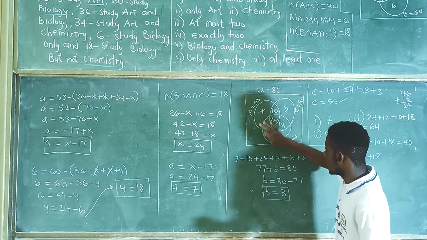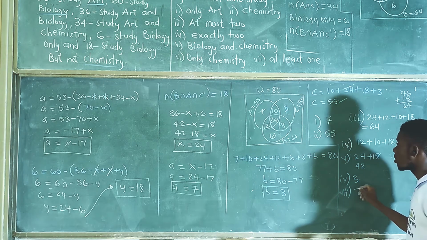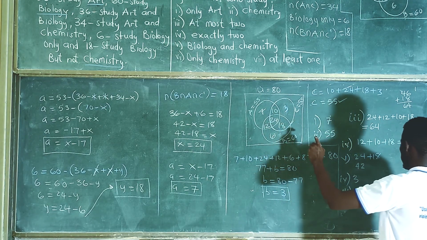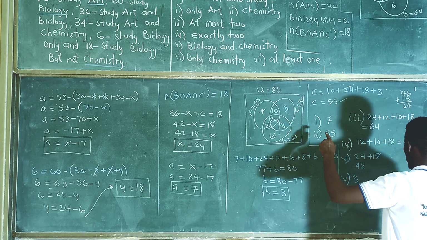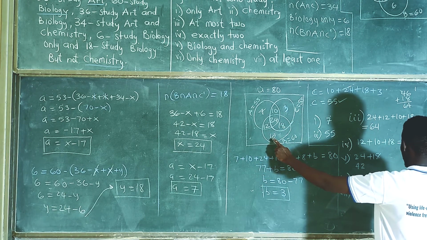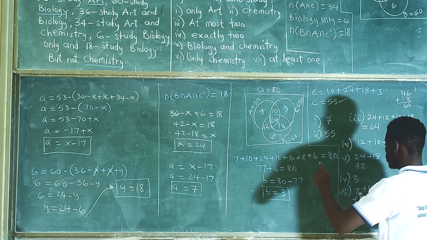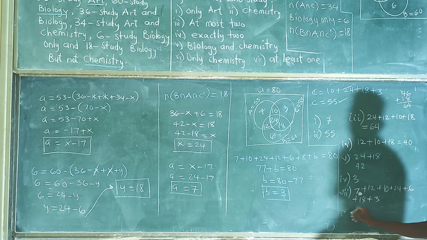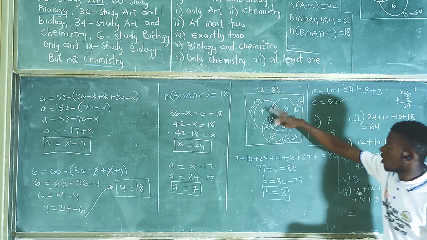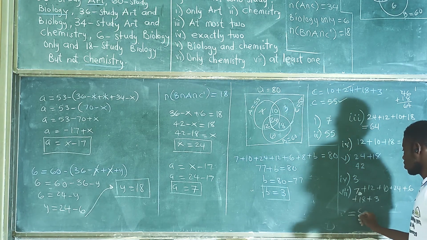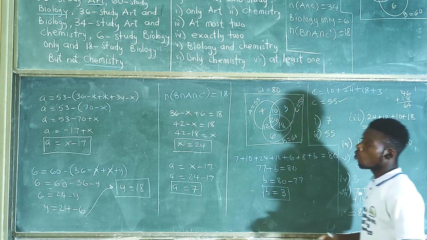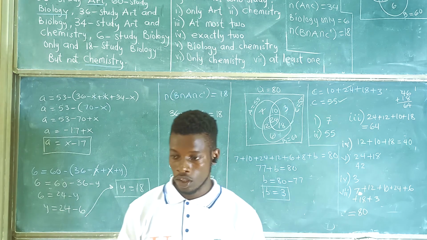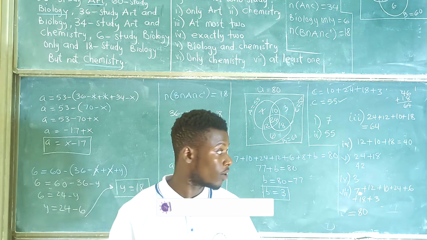take the sum of everything in here, which is 7 plus 12 plus 10 plus 24 plus 6 plus 18 plus 3. If you do the addition of all of these values, you are going to get the universal set, which is 80. So at least 1 means from 1 upward to 3. And the number of students who study at least 1 subject will be 80 students.